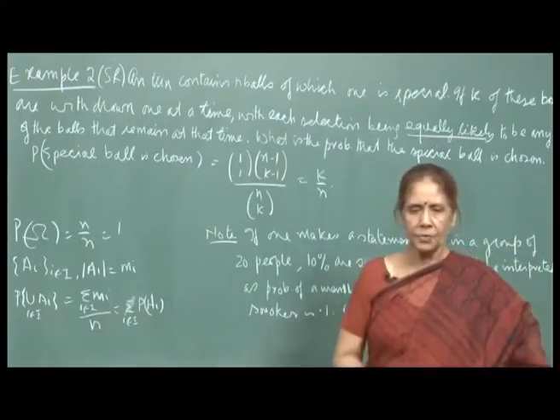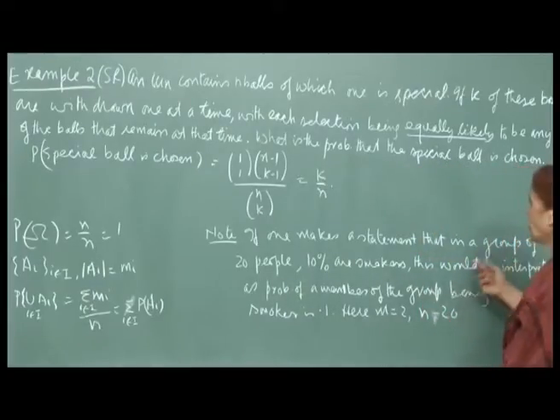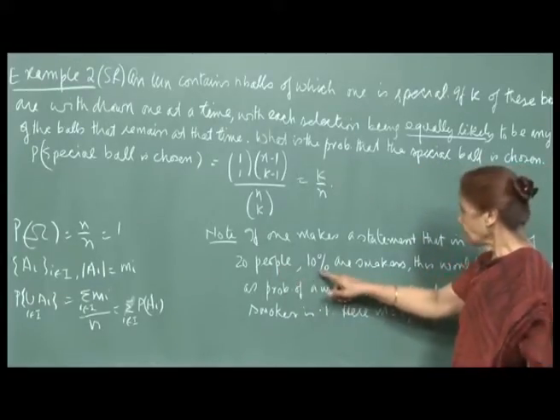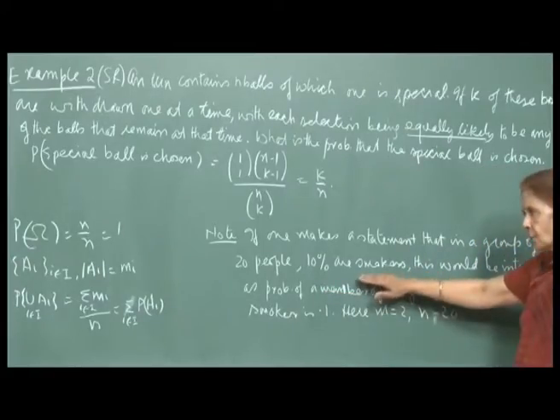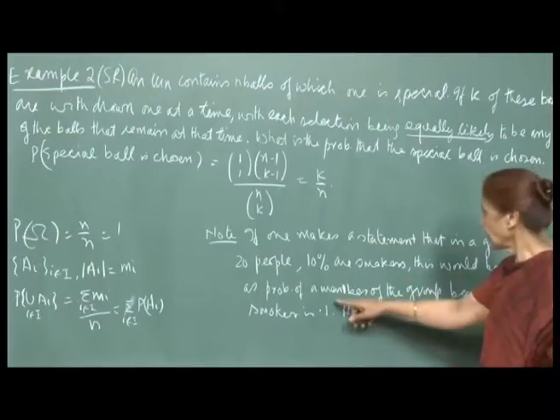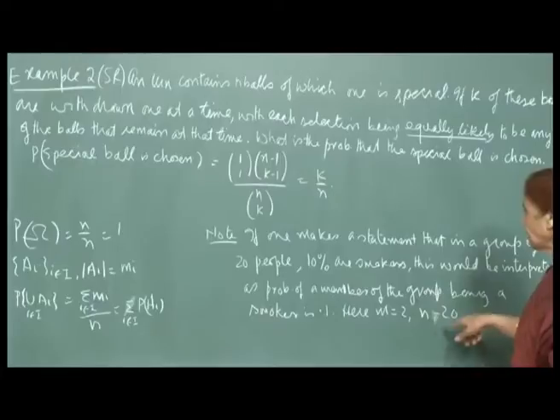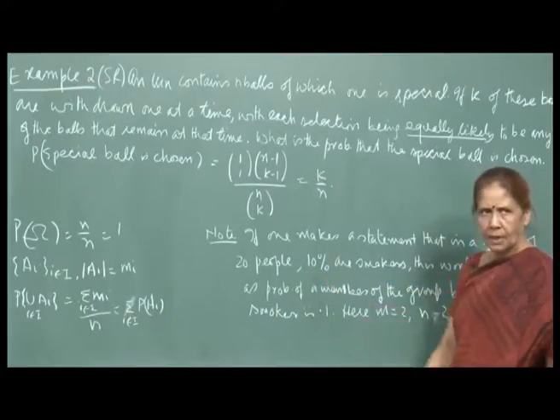Now, I just want to make another note here. We sometimes refer to the probability in terms of percentage. So, for example, if you make a statement that in a group of 20 people, 10% are smokers, sometimes we also refer to the probability in this way. This would be interpreted as the probability of a member of the group being a smoker is 0.1. So, 10%, so 10 upon 100.